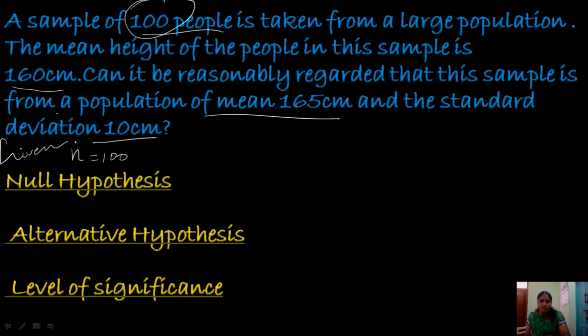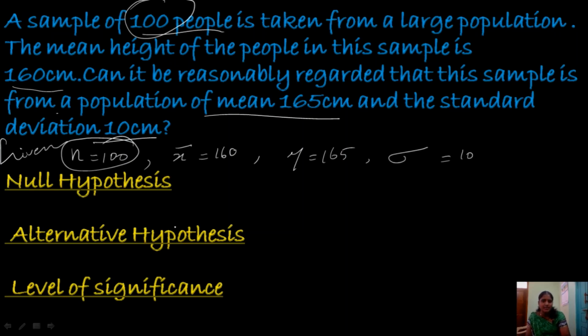First we have to write down what are the given values. n is equal to 100. So this means the value of n is greater than 30. So this falls under the large samples. So we make use of Z test. The mean height of the people in this sample is 160 centimeter. So mean height, that is x bar, is 160. Can it be reasonably regarded that this sample is from a population of mean? Population mean, it is given as 165 centimeter and the standard deviation, that is sigma, given here as 10.